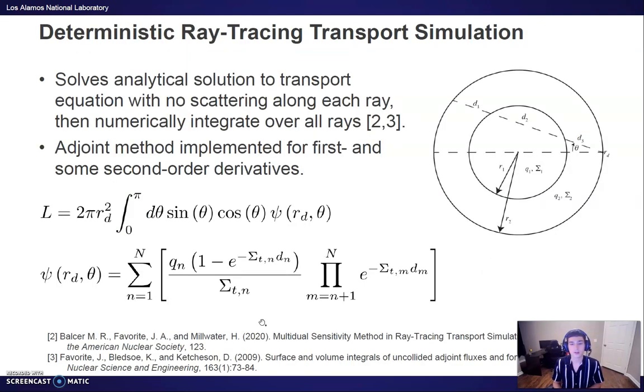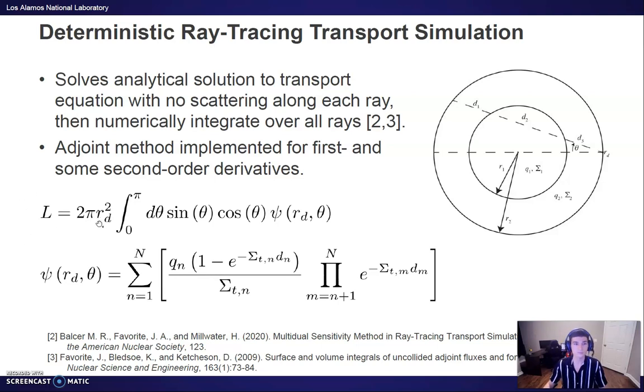So now I'm going to go over the simulation in which I implemented the multi-dual differentiation method. Dr. Jeff Favorite has developed a ray tracing code that calculates the leakage of uncollided particles, assuming that there's no scattering. This is done by placing a detector point on the outer surface of the material, emitting a ray through the material, and analytically solving the flux, which is this equation here.